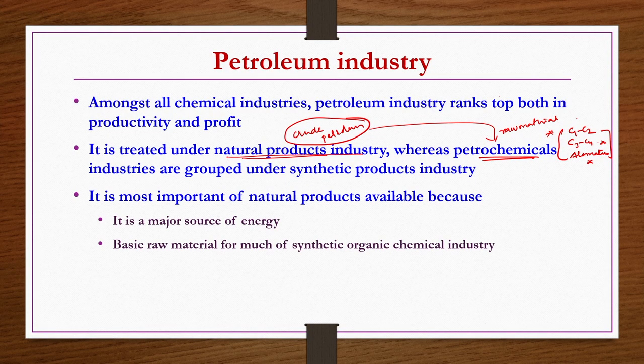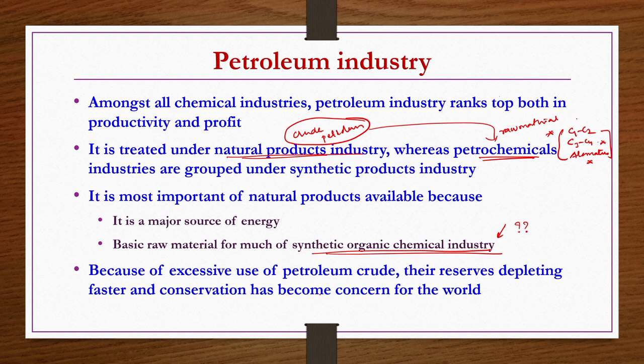Not only that, it is a basic raw material for much of the synthetic organic chemical industry. If it is not available, the success of such synthetic organic chemical industry would also be questionable, and their future would be under question mark. Because of excessive use of petroleum crude, reserves are depleting faster and conservation has become a concern for the world. These petroleum crudes form naturally, and their formation takes hundreds and even sometimes thousands of years, whereas we are utilizing them at a much faster rate. Because of that, conservation has become the primary concern nowadays. So we have to use petroleum resources with responsibility, keeping the future in mind.